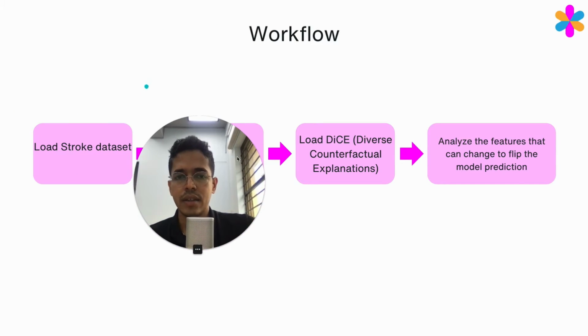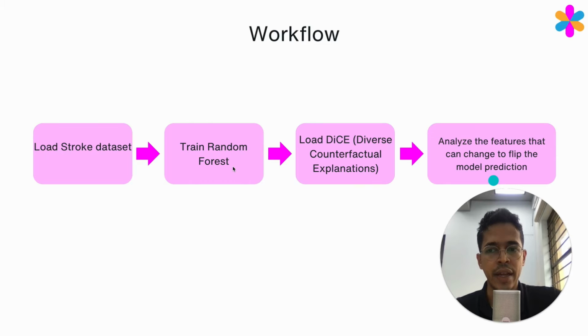And here is the workflow that we will adopt today. First, we will load the stroke dataset from the CSV file, which we will download from Kaggle. Then we'll train the random forest model. Then we'll load something called DICE. DICE is the library which generates diverse counterfactual explanations. And then let us analyze the features within the instance we pick that can be changed to flip the prediction of the model. So this is our workflow. With that, let's go into Google Colab and let's code this.